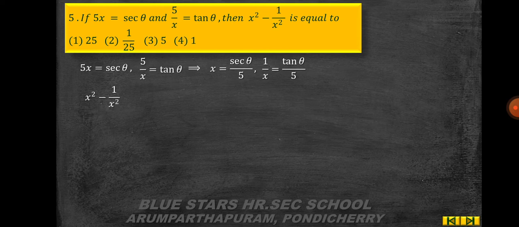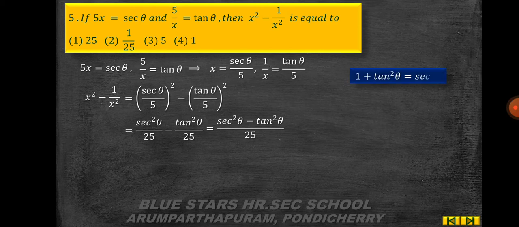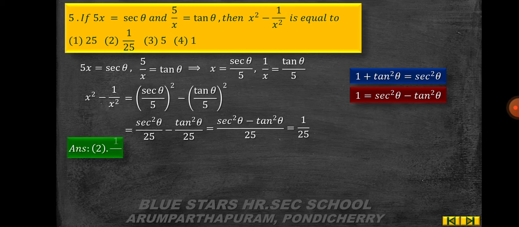So x square minus 1 by x square is equal to secant theta by 5 the whole square minus tan theta by 5 the whole square. Secant square theta by 25 minus tan square theta by 25. So the denominators are same. So secant square theta minus tan square theta by 25. We know 1 plus tan square theta is equal to secant square theta. So 1 is equal to secant square theta minus tan square theta, which is equal to 1 by 25. So the correct option is option 2. The answer is 1 by 25.